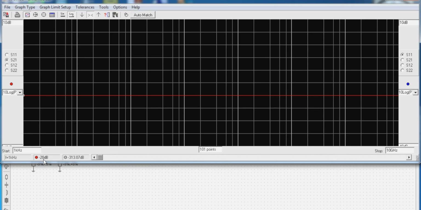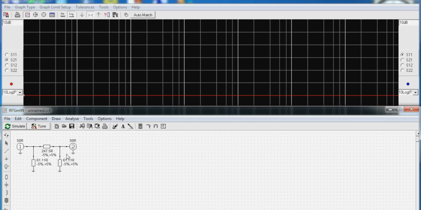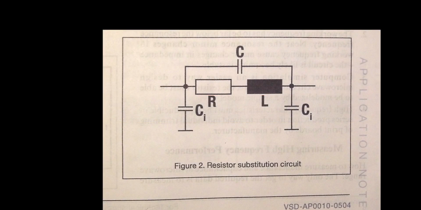So obviously this attenuator that's using perfect values works pretty well. And of course, we don't have perfect resistors. And so this circuit more represents what's there. Vishay provided this in one of their app notes. You can see at the bottom there.